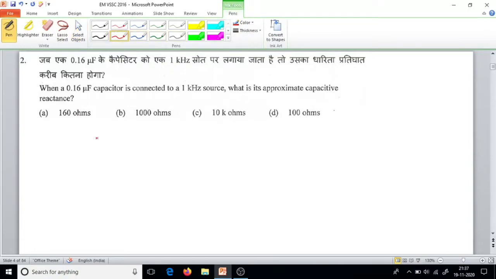Question number 2. When a 0.16 microfarad capacitor is connected to a 1 kilohertz source, what is its approximate capacitive reactance? So for this capacitance, we have to find the capacitive reactance at this particular frequency. Xc equals 1 divided by 2 pi f c is the equation. If you put the values, 1 divided by 2 pi multiplied by the frequency, 1 kilohertz, that is 1000 hertz.